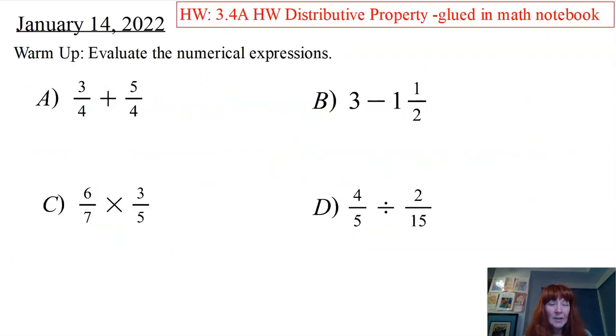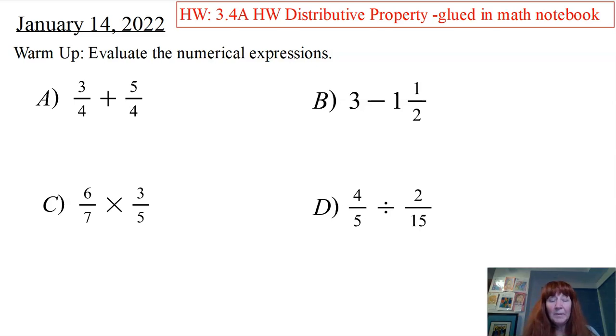All right, so let's start off with a warm-up. The warm-up has to do with some fractions because you're going to see some fractions in some of today's homework. It's not a lot, but I still want to practice adding, subtracting, and multiplying and dividing fractions. Okay, so pause the video right now. Try the warm-up on your own.